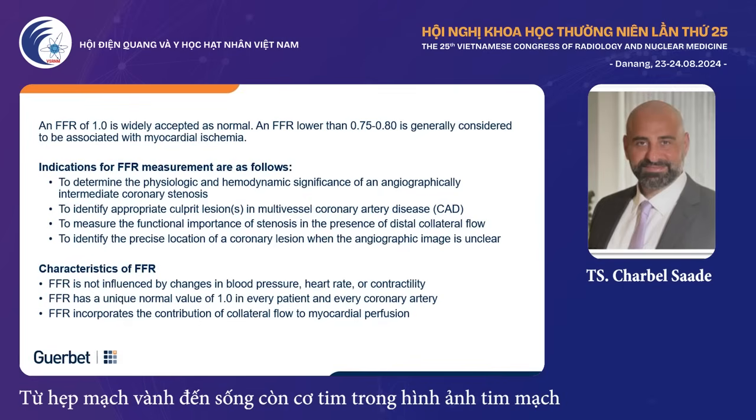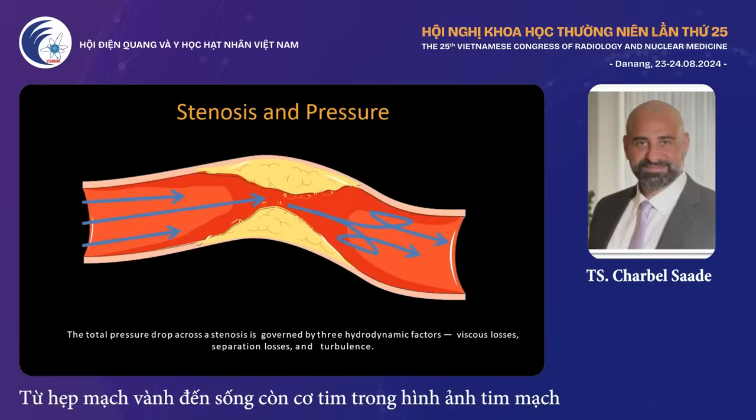Now, we know that FFR is not influenced by changes in blood pressure, heart rate, or contractility. It has a normal value of 1, and FFR incorporates the contribution of collateral flow to myocardial perfusion, and this is critical, especially when we come to look at microvascular obstruction when we're doing cardiac MRI. Here, if you have a typical diagram, the total pressure drops across the area of the stenosis, which is governed by the 3 hemodynamic factors, such as viscous losses, separation losses, and turbulence.